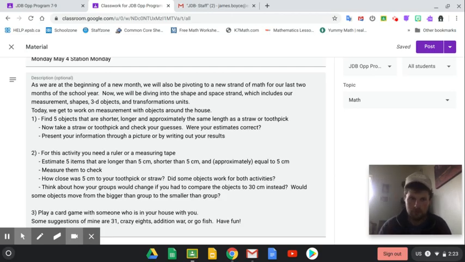Number 3. The third activity is to play a card game with someone who is in your house with you. Now, I have been playing some 31. Actually, I've been playing lots of chess lately, but I guess that doesn't count as a card game. 31 or Crazy Eights, or remember in class how we've played Addition War, where you both flip a card and then whoever adds up the cards first gets to keep them. That would be a fun game to play. You could play Go Fish, or maybe you can play a game that is different than what I've listed. Some people like President or Cheat or lots of other nice fun games. That's station activity 3.